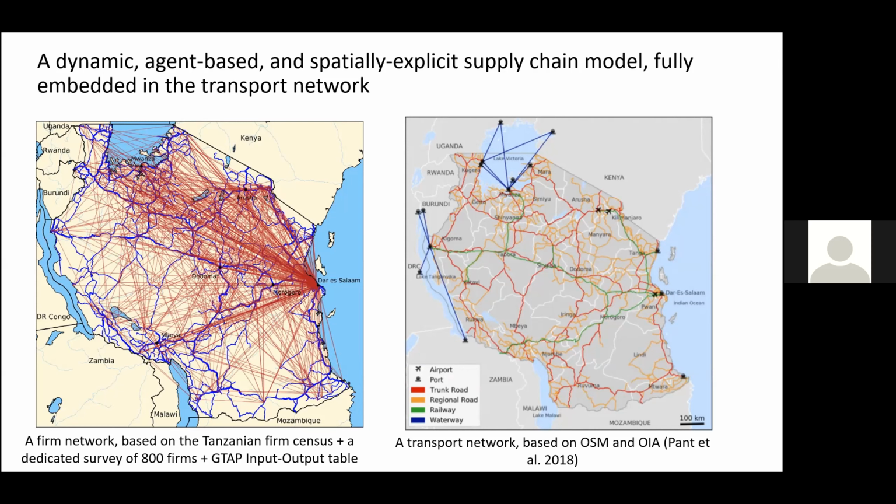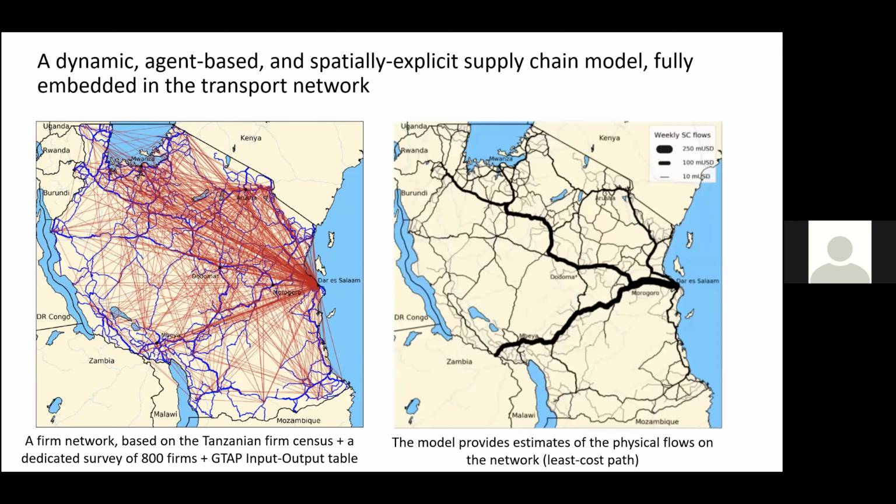Then we do a least cost analysis to basically guess what trip the goods starting from Dodoma and going to Dar es Salaam will take. And we can have the map that you see on the right, which is the physical flows on the network, assuming that people are using the least cost path. So this is fairly new, combining economic input-output data with the transport network. But a lot of people are doing similar exercises now in various countries.